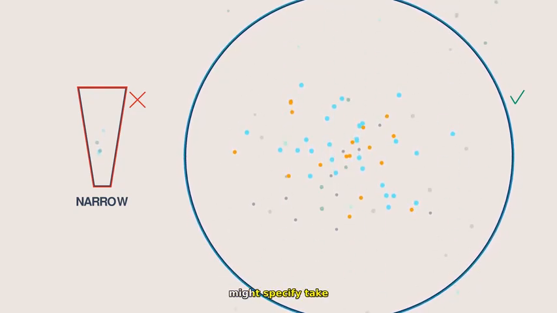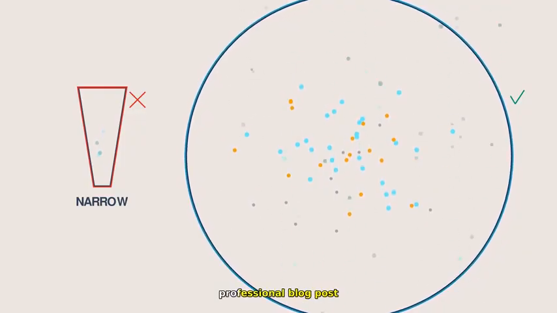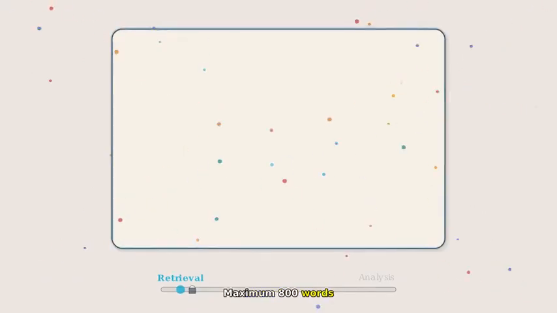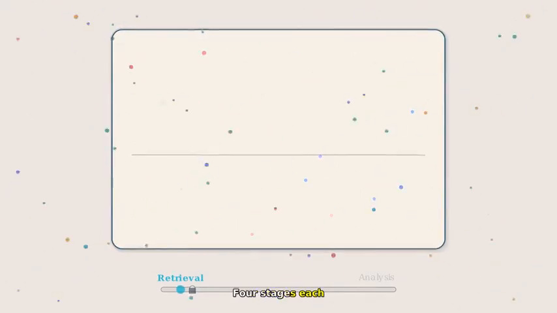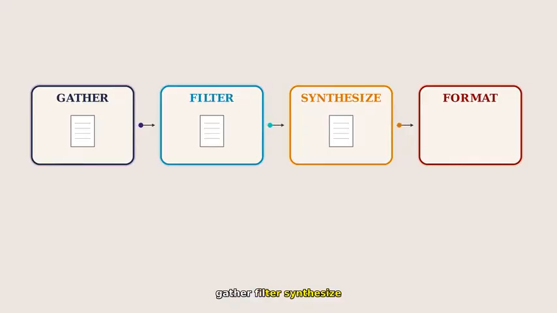A format prompt might specify, take the following analytical narrative and transform it into a professional blog post suitable for a senior healthcare executive audience. Use active, direct language. Structure it with a compelling open, 3 main insights with supporting evidence, and a closing recommendation. Maximum 800 words. 4 stages, each with a different cognitive job, each designed to build on the precision of what came before. That's the gather, filter, synthesize, format pipeline, and it's as powerful in practice as it sounds in theory.